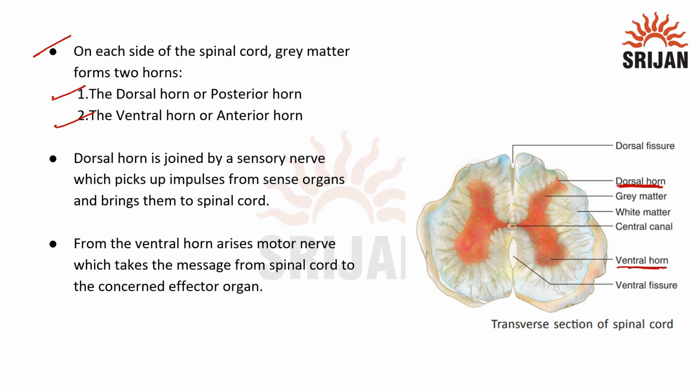This dorsal horn is joined by the sensory nerve, which brings the impulses from the sensory organ to the spinal cord. And the next, the ventral horn, this part, is connected to the motor nerve, which carries the information from the spinal cord to the effector organ.